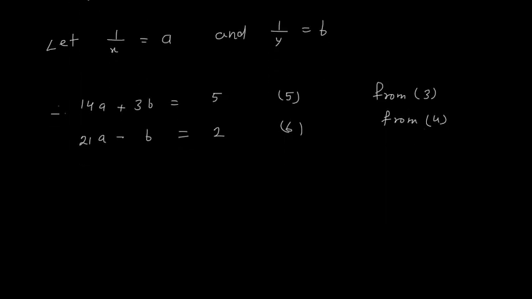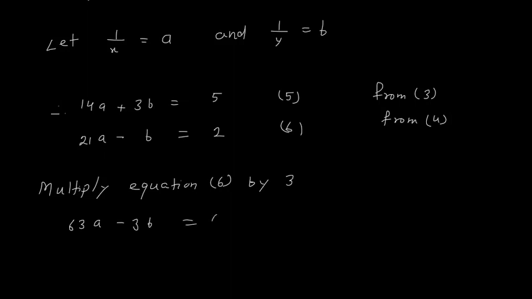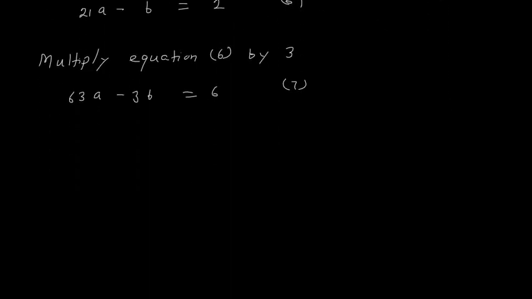Now if I multiply this equation 6 by 3, I have 3b, then I can solve it. So we multiply equation 6 by 3. So we get 63a minus 3b is equals to 6. This we will consider equation number 7. Now if we have equation 5 and equation 7, we add them.